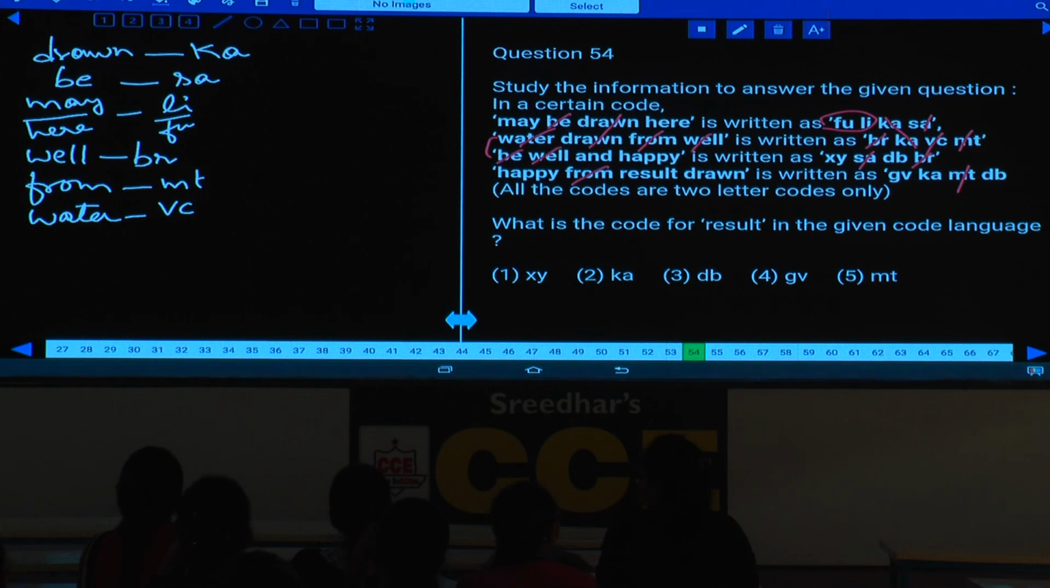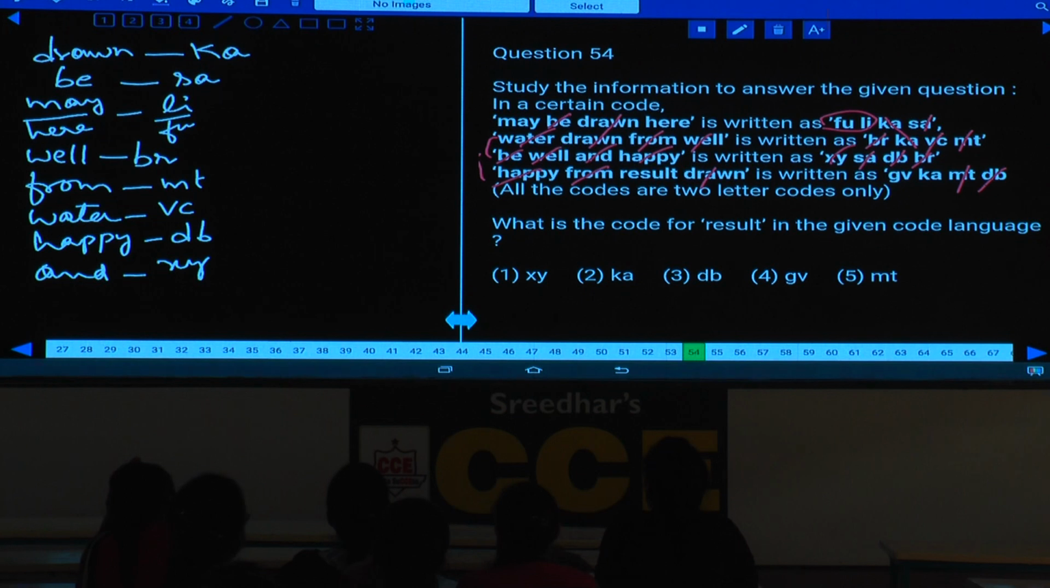Done with this? Next one, "happy". If you compare the third one and the fourth one, happy is the word which is common between these two. The code which is common between these two is DB, and the code to the word happy is DB. If happy is DB, then what is left over here? "End" is the word left over in the third statement, and the code left over is XY. End is XY.